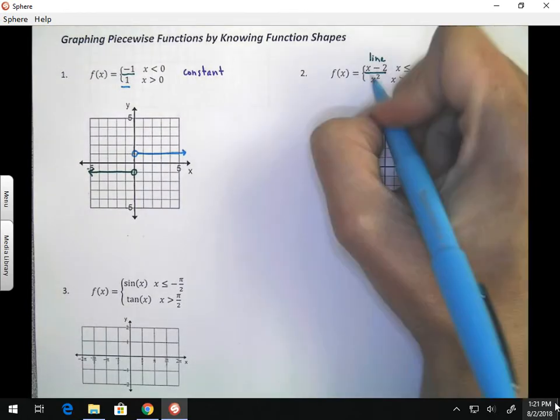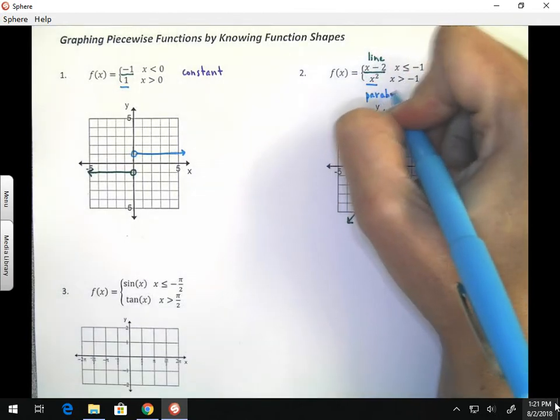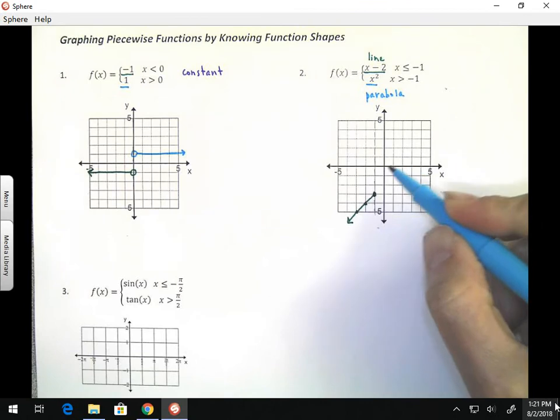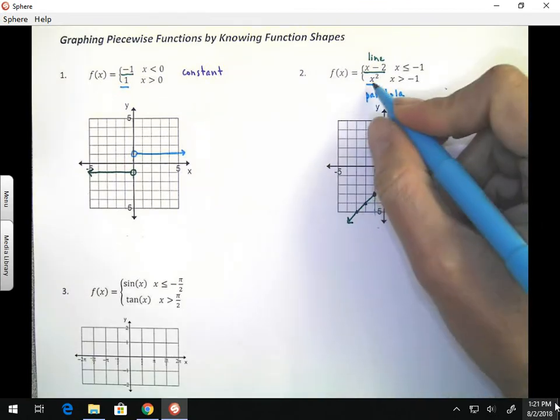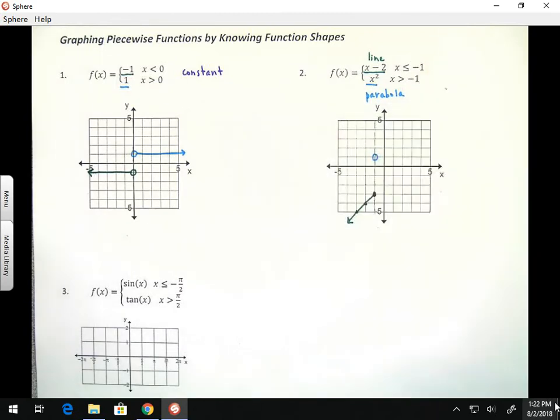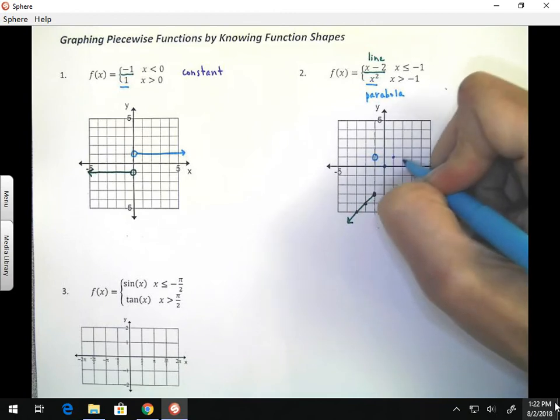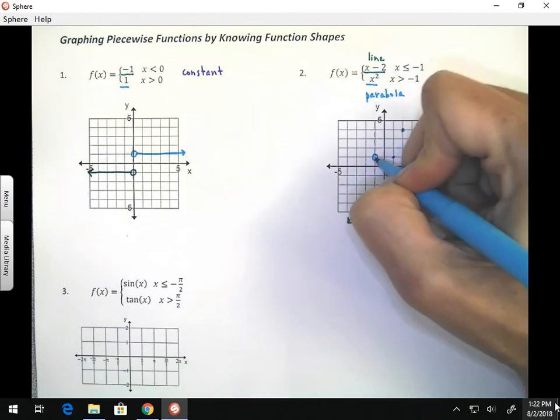Now, for my second one, I know I have a parabola, and I have a pretty good idea of what that looks like. So at -1, I'm going to have a +1 for my y value. This is going to be an open circle because it's strictly greater than. And then I know what those other points on my parabola are going to look like.